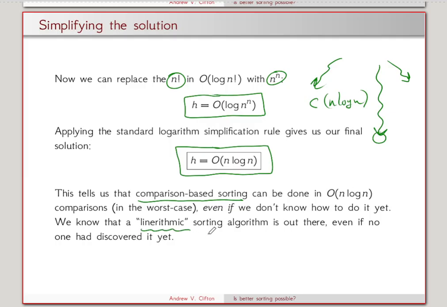So if you put yourself back in the place of a computer scientist in 1930 or something like that, yes, there were computer scientists working in 1930, you know that there is a linearithmic, an n log n sorting algorithm, even if nobody has discovered it yet. So you know that it's something that's possible, even if it hasn't been discovered yet. I think that's kind of interesting, the idea that you can prove that there's something there even though we don't know what it is.